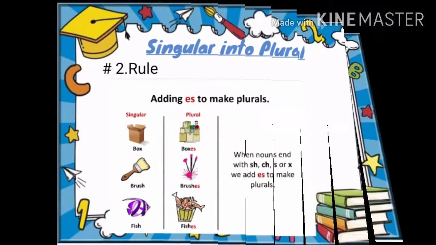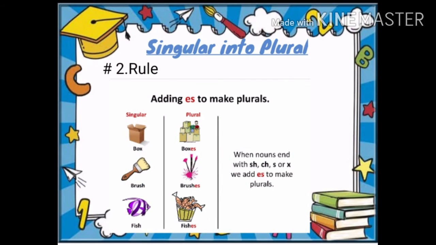Now let's move forward to the next rule, which is adding es to make plurals. Sometimes in the singular noun we add es at the end to change it into plural form. And when do we add es? Students, we add es at the end of singular nouns when they end with sh, ch, s or x. For example, box is ending with x, so we will add es to change it into plural form. It will become boxes.